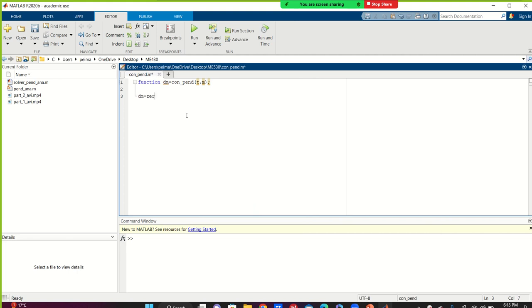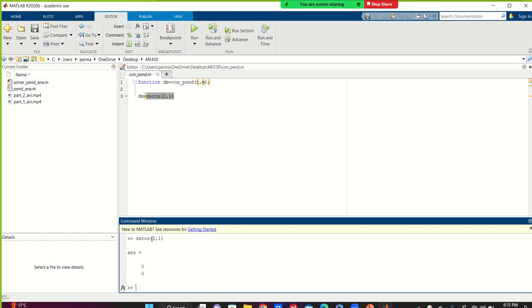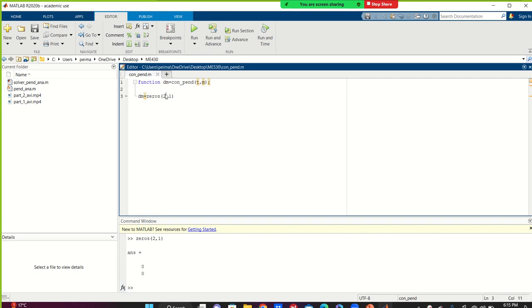Then I'm generating a space. DM is equal to zeros 2 and 1. Why am I saying 2 and 1, guys? Because we have two state variables. Look here, I'm just putting zeros. If you have 3 state variables, you have to have zeros 3 and 1. If you have 10 state variables, 10 and 1. Okay?